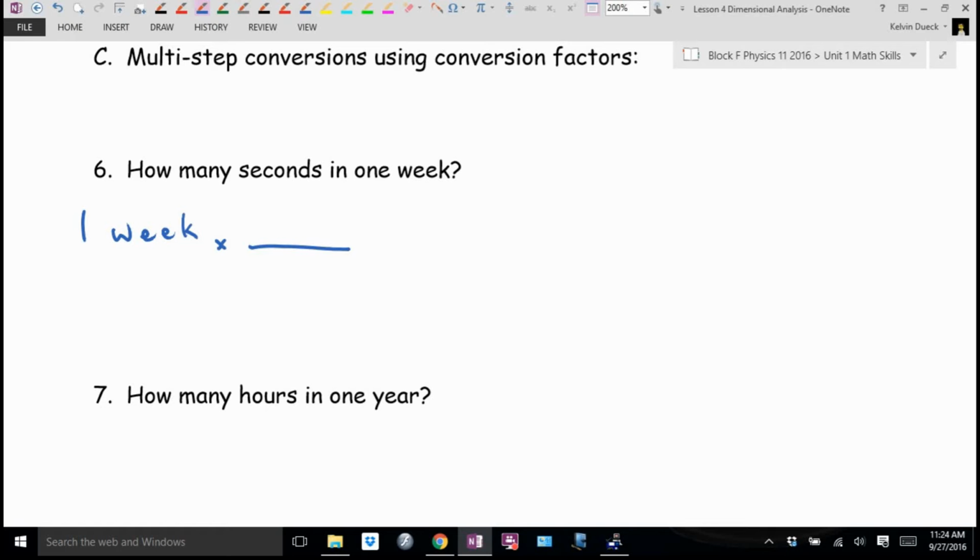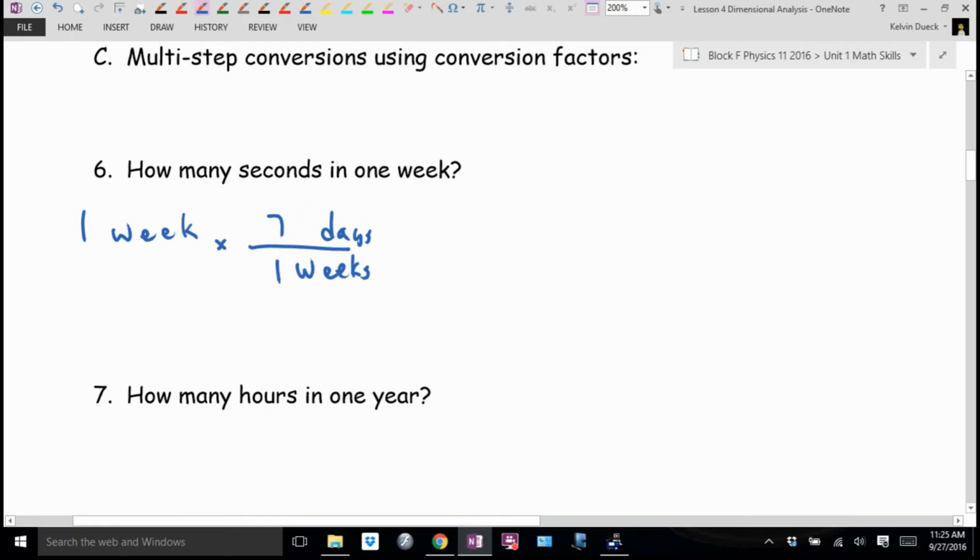Okay, let's convert to days. Now, where is weeks in this first fraction? It's on the top because it's over 1. So where am I going to put weeks in this second fraction? So I'm going to put weeks and days. What's the conversion factor? How many days is how many weeks?